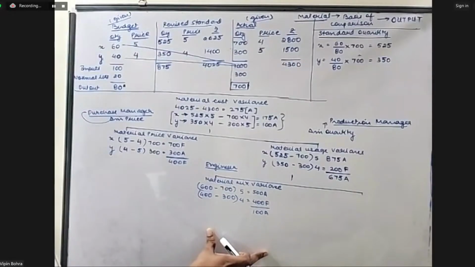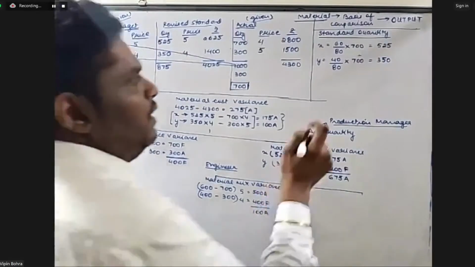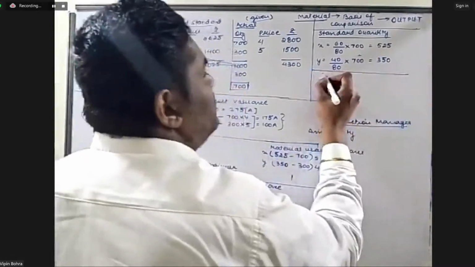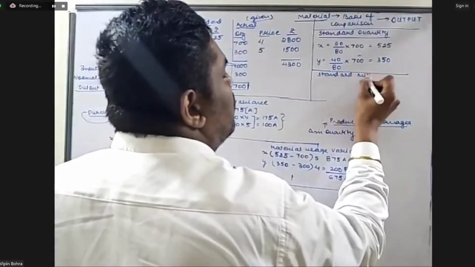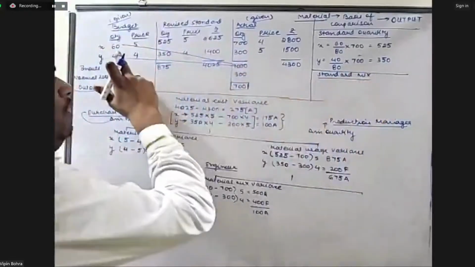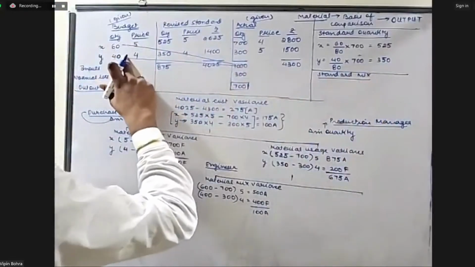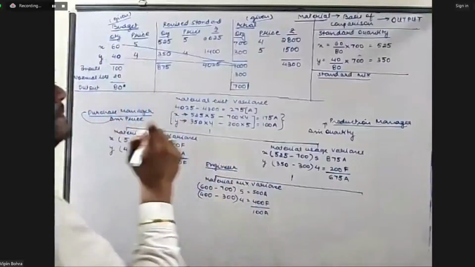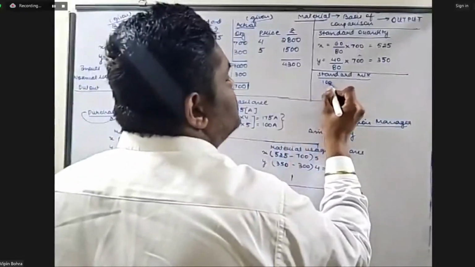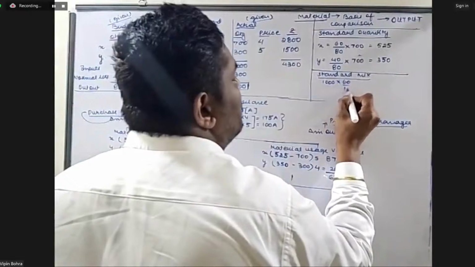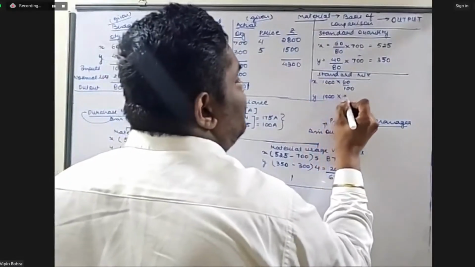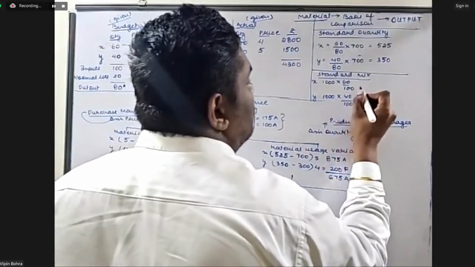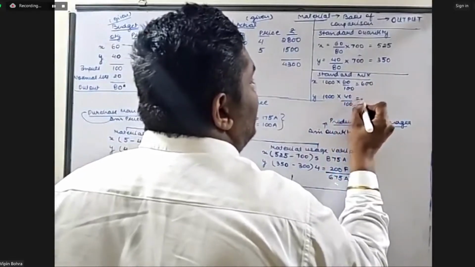If you guys have any doubts in the material mix part, you can please post your queries. How I have calculated the mix, very simple. The standard mix is 60:40. So ultimately 1000 into 60/100 for X, and for Y also 1000 into 40/100. So this is how I got 600 and 400.